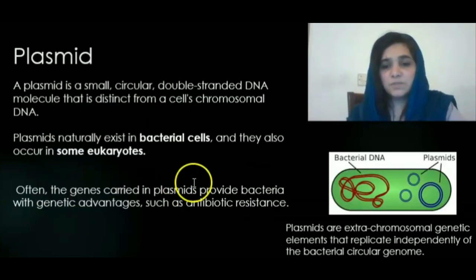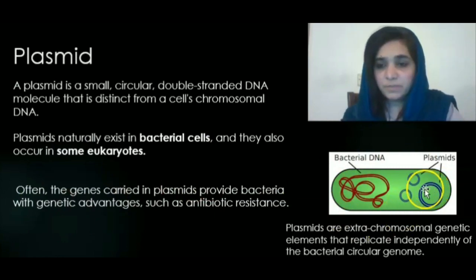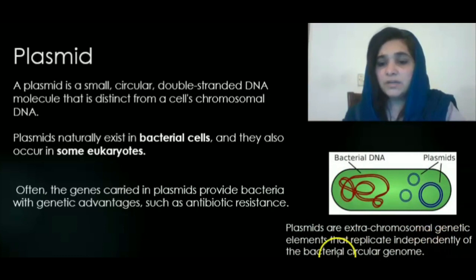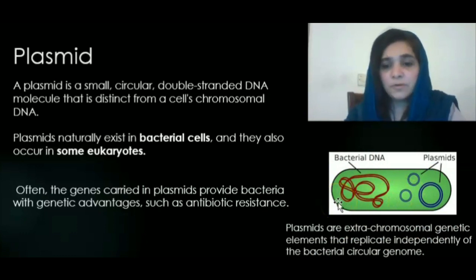Now what is plasmid? Here is a diagram that shows a bacterial cell. The bacterial cell contains a bacterial DNA and it also contains plasmids. Plasmids are extra chromosomal genetic elements that replicate independently of the bacterial circular genome. They are independent entities. They contain different types of genes, for example for antibiotic resistance.